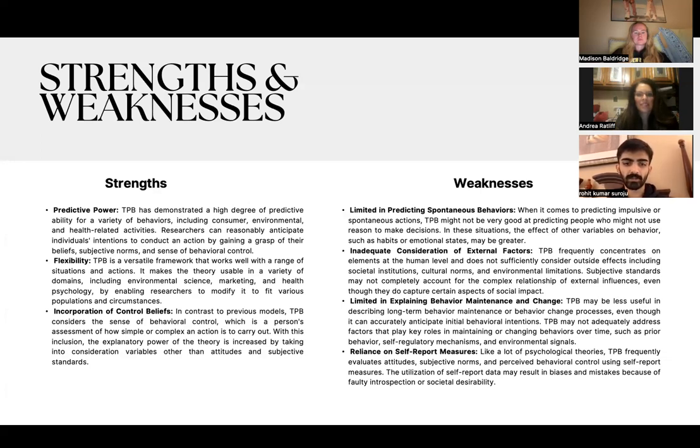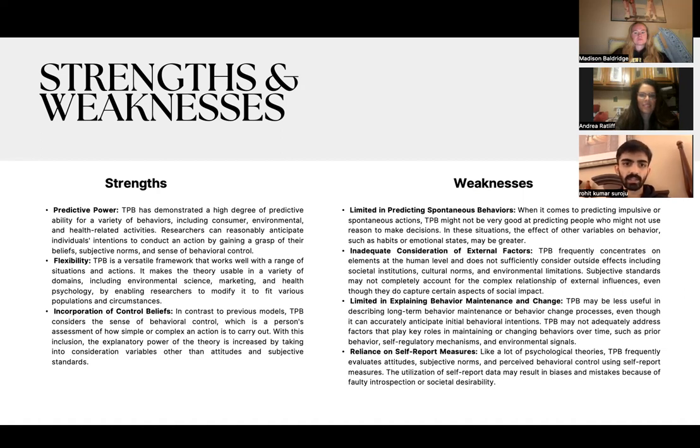And when it comes to weaknesses, the first one would be that it might not accurately predict behavior because it relies on rational decision making. Instead, habits and emotions play a bigger role in guiding actions in such situations. And also, it overlooks big things like society, culture, and environment, even though it tries to consider what others think.